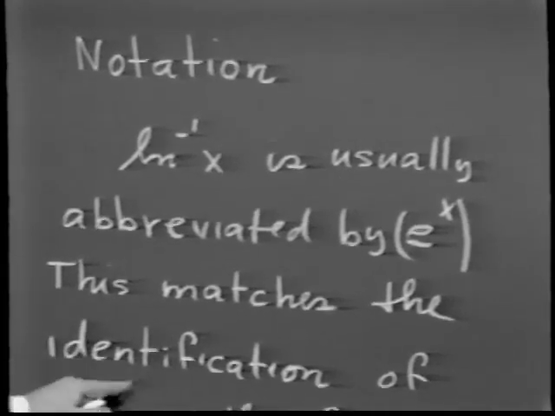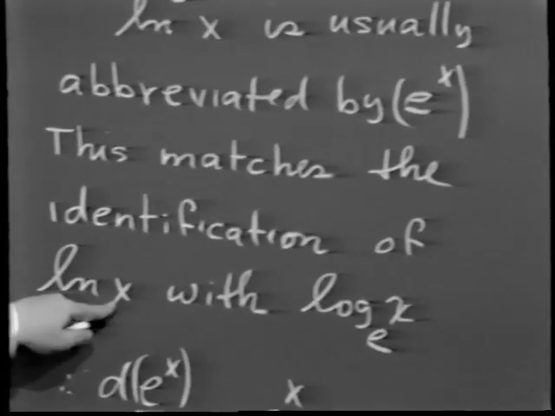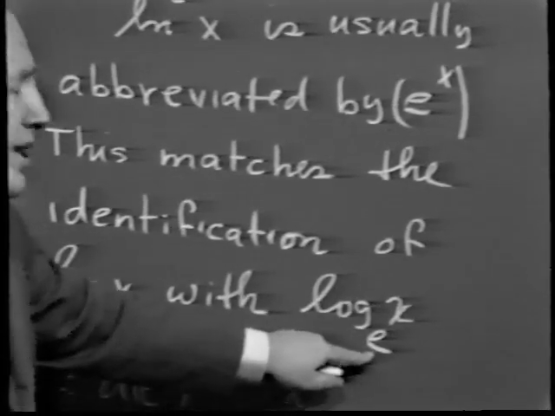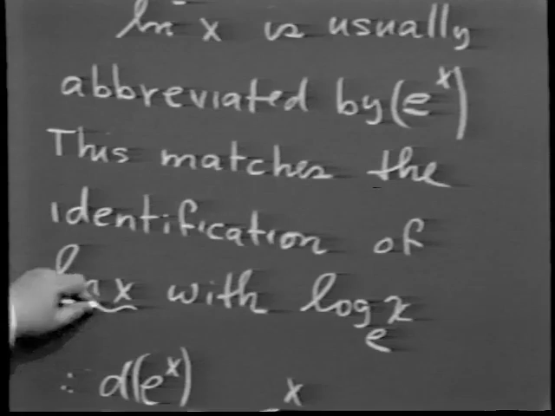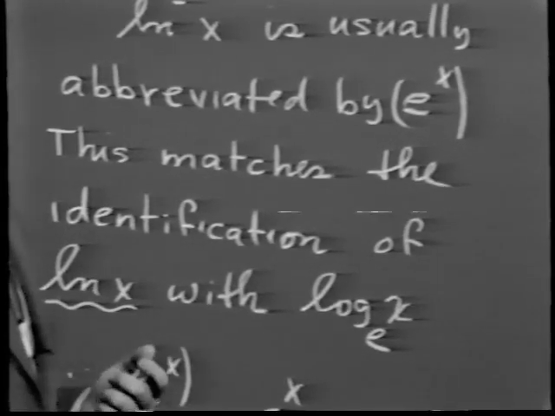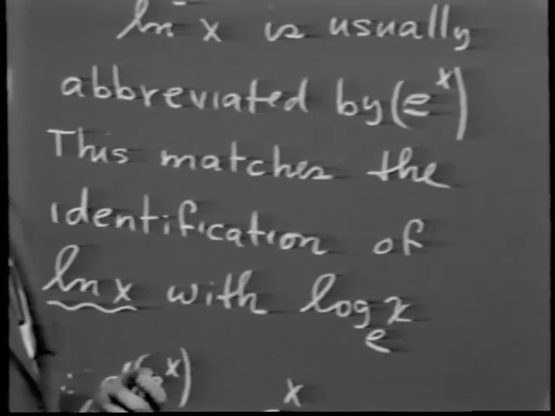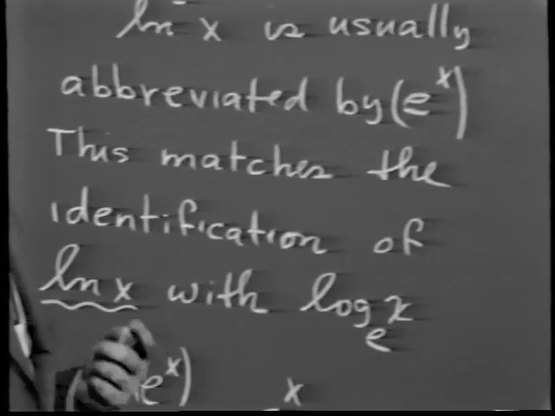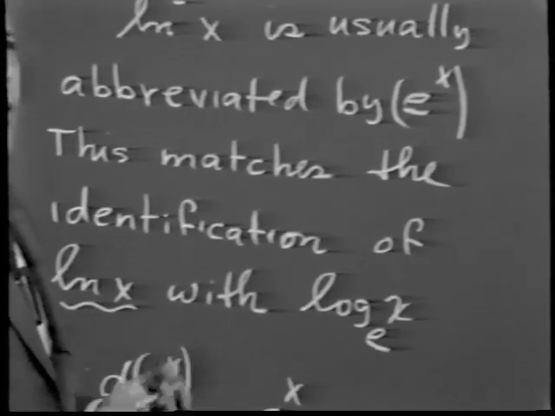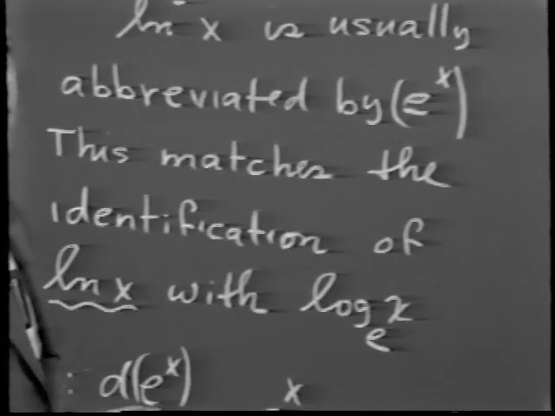I say what? This matches the identification of natural log x with the log of x to the base e. Remember, in our previous lecture, we mentioned that this particular function exists without having to talk about a base. But if you wanted to identify it with a traditional logarithm, the base you would have to pick is the base e, where we showed that e was some number between 2 and 4.